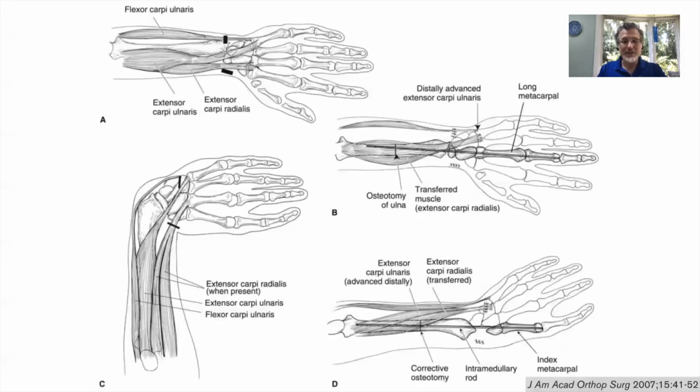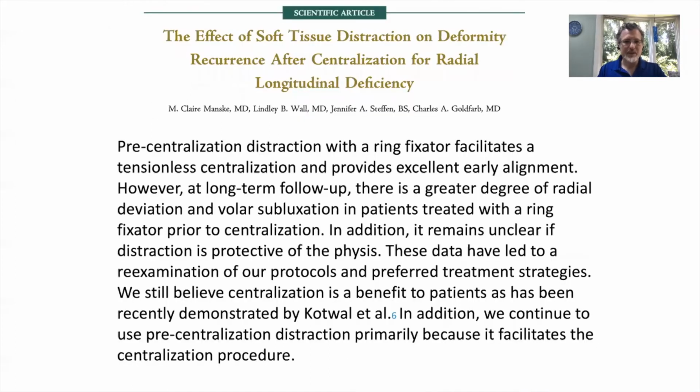So the more invasive plans look like this. There's centralization and radialization. Centralization shown in A and B, and radialization on C and D. Ulnarization is when you take the wrist and completely put it on the far side of the ulna. The problem with ulnarization, it creates a very prominent ulnar head, which most patients do not like.